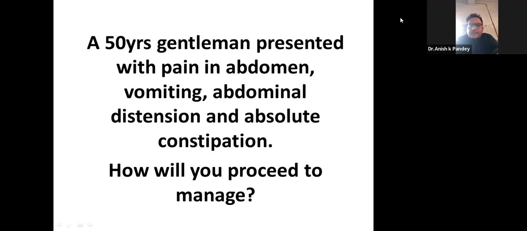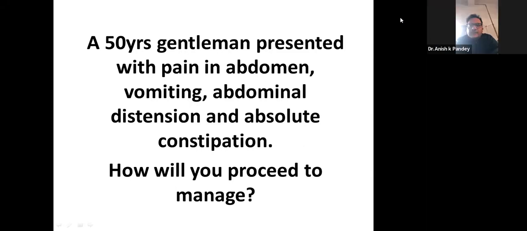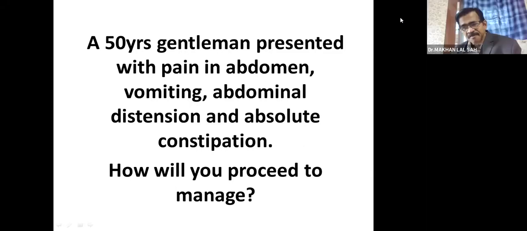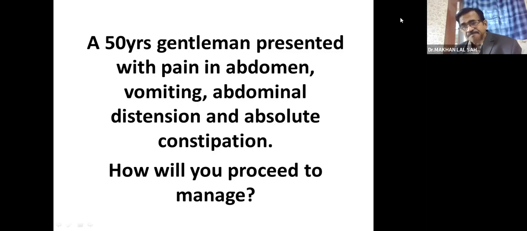So primary. If it is gangrenous, resection. If it is not gangrenous, resection provided the patient is hemodynamically stable and the surgeon is experienced. Yes. Okay. So what are the ways you can manage this volvulus? One is resection and primary anastomosis. Primary anastomosis, yes, sir. Okay.